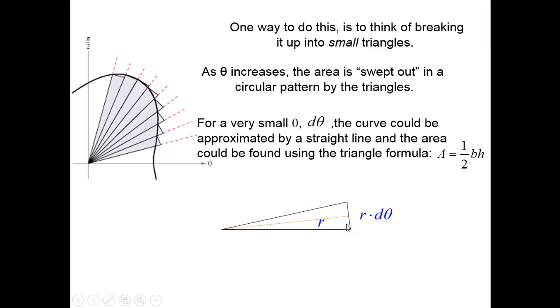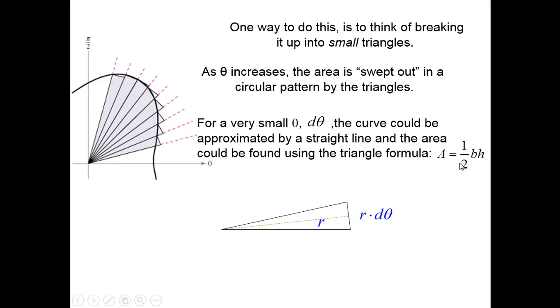So let's imagine this is one of those triangles. R is the radius. Notice that R is the what for the triangle here? That's right, R is just the height of the triangle. The base is given by R times theta. That was our arc length formula, but if d theta is our very, very small part of theta, that arc length, that little piece of the curve, is r d theta.